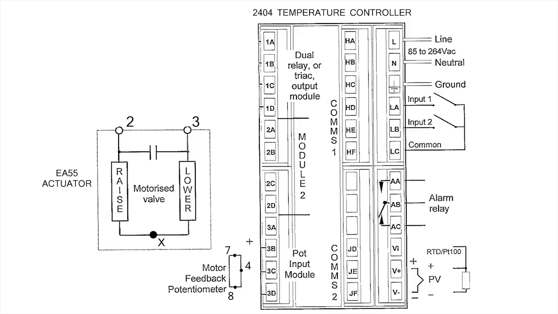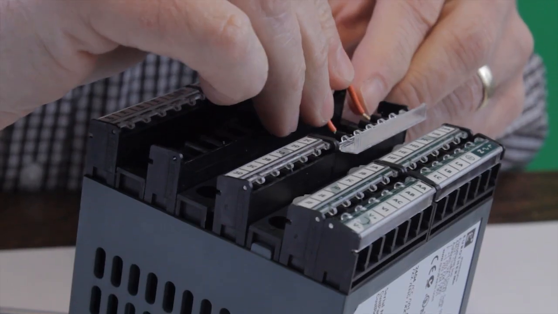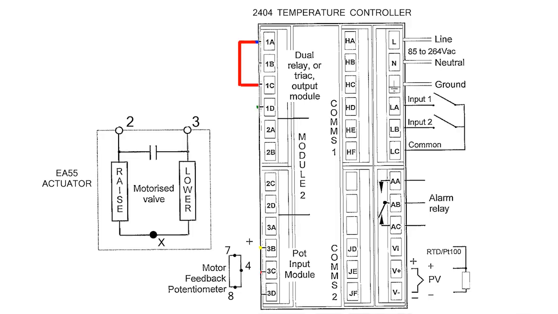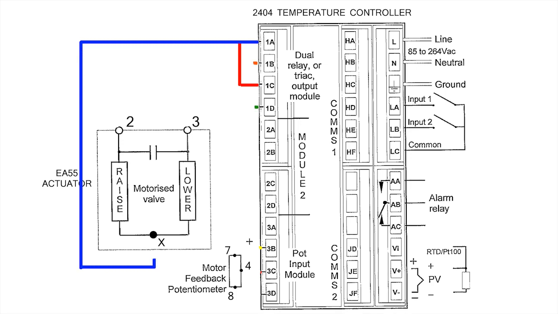In the wiring diagram that you see, you will note that we are using a Eurotherm 2404 temperature controller and a Eurotherm EA55 motorized valve actuator. First, you wire a jumper across terminals 1A and 1C of the temperature controller. Next, wire terminal 1A of the temperature controller to terminal X of the motorized valve actuator.